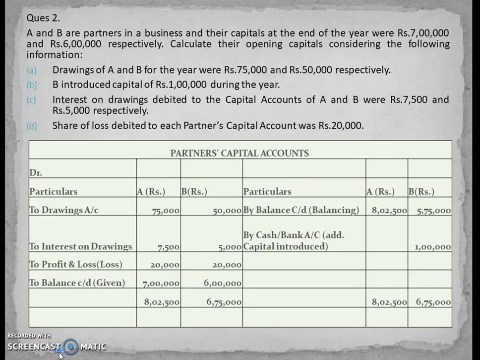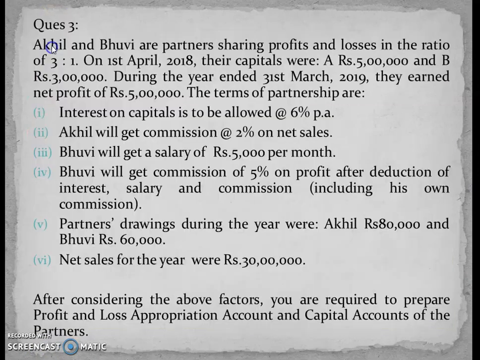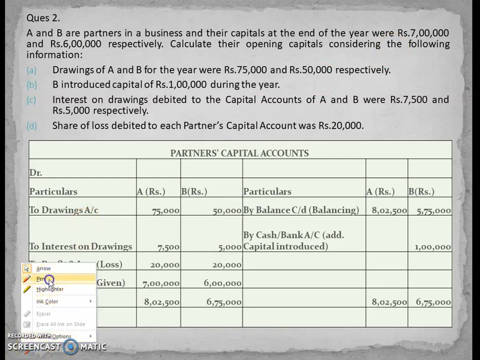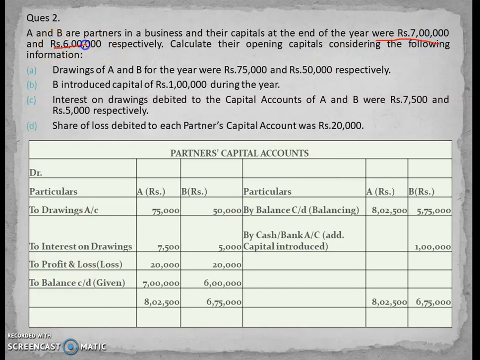So we have a question related to it. The question says A and B are partners in a business and their capitals at the end of the year were rupees 7 lakh and 6 lakh. So their capital is 7 lakh and 6 lakh. Calculate their opening capitals considering the following information. So now you have to calculate the opening capital.